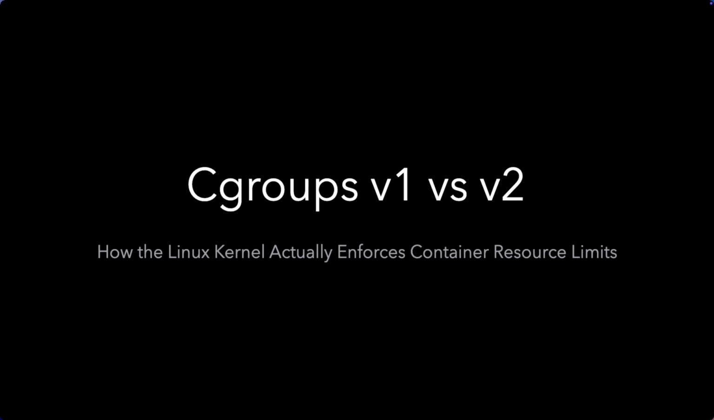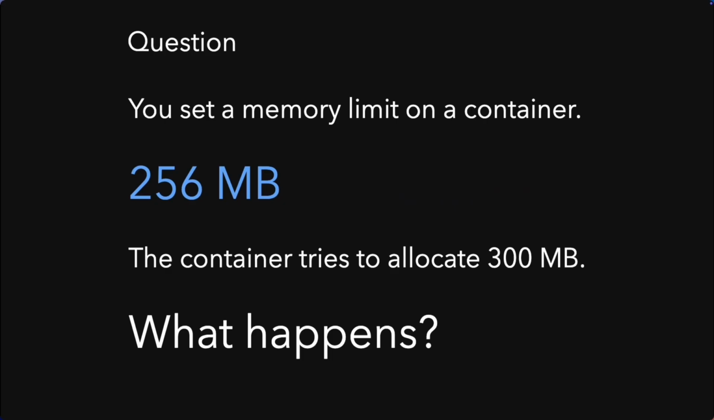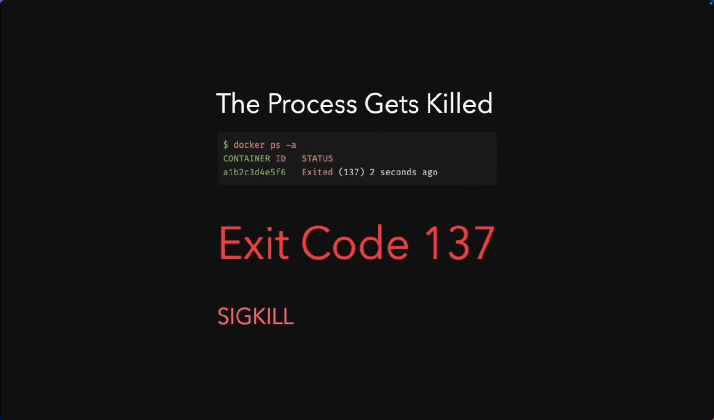You set a memory limit on a container, 256 megabytes, and the container tries to allocate 300. So what happens? It gets killed immediately. Exit code 137, SIGKILL.